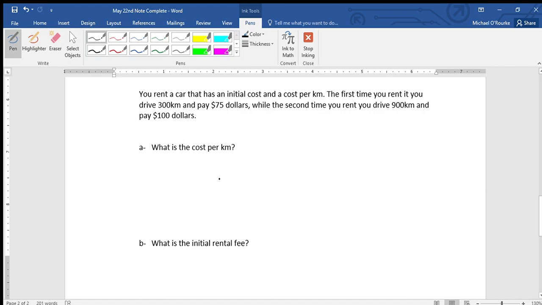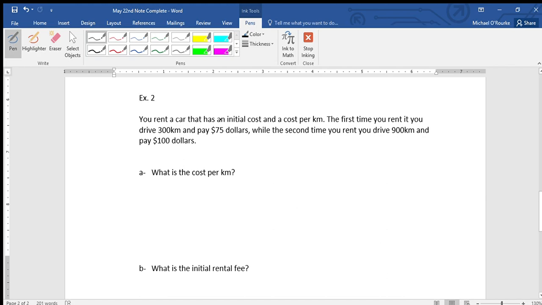So let's take a look at this one here. You rent a car that has an initial cost plus a cost per kilometer. The first time you rent, you drive 300 kilometers and pay $75. Second time you drive 900 kilometers and pay $100. So let's create our 2 points here.